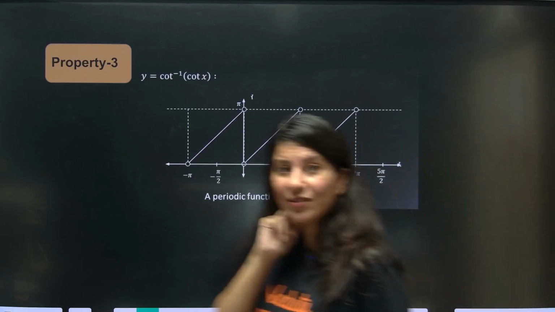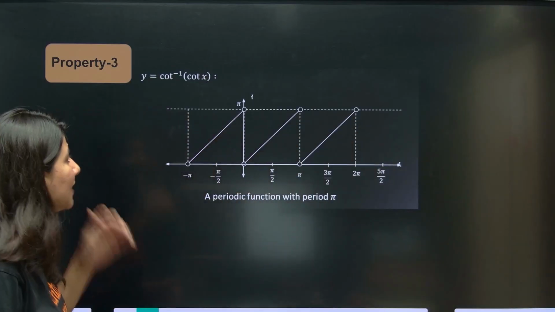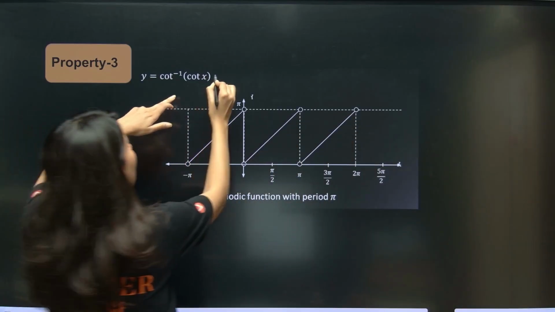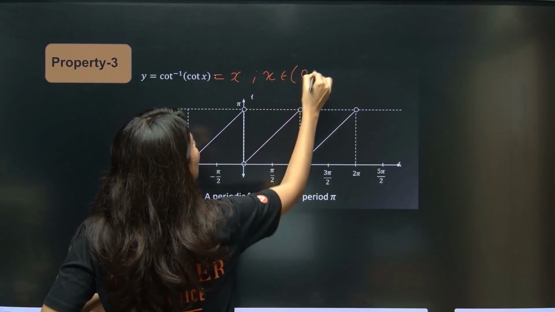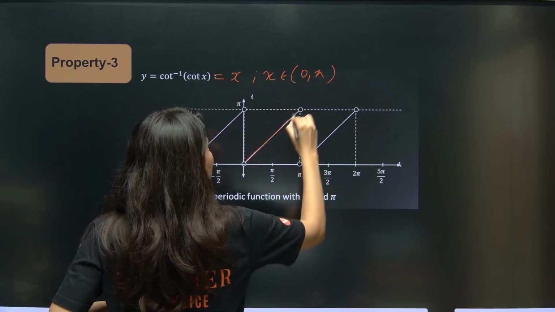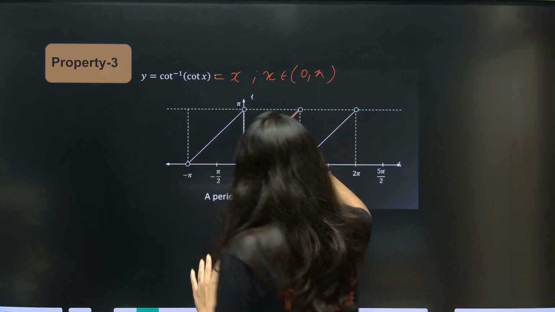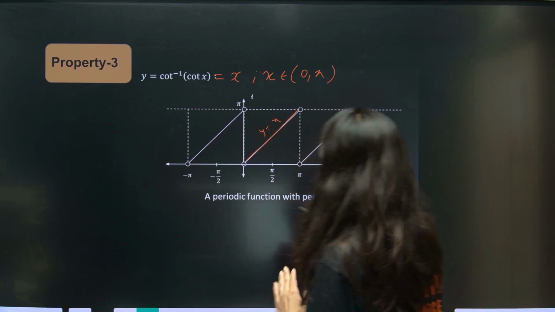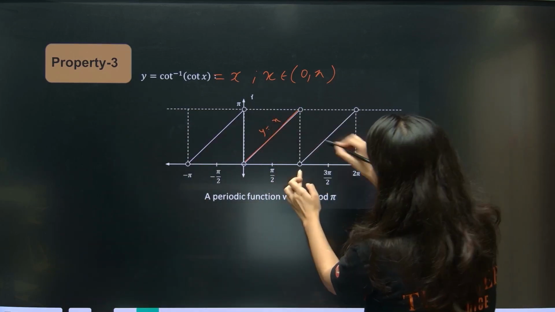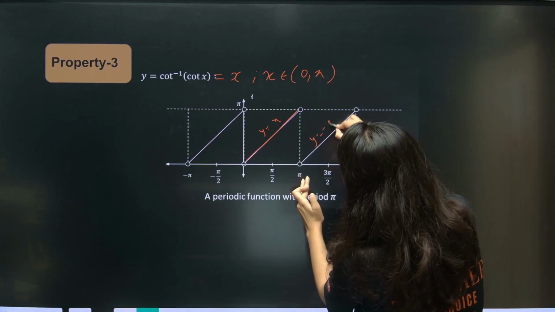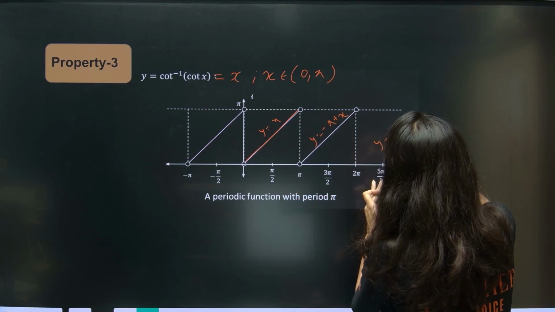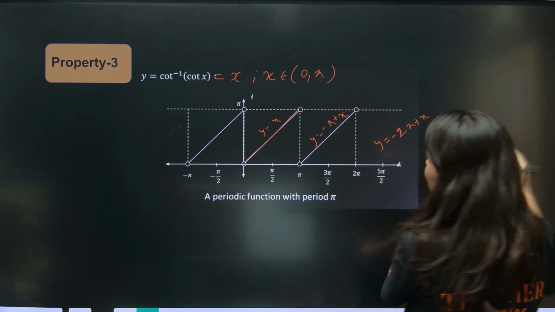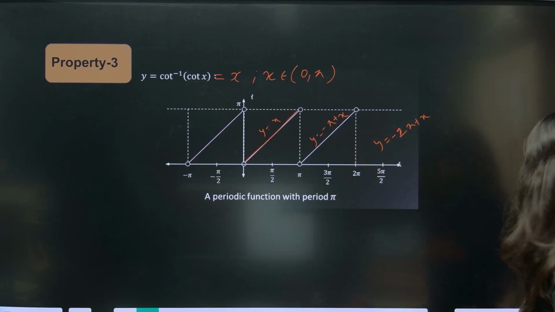But in cot inverse, again same thing. You have to draw the parallel lines, but completely above the x-axis. Why? Because the output of cot inverse x will be from 0 to pi. So 0 to pi parallel lines, and then keep on drawing it. So this is y is equals to x from 0 to pi. Then this is what? Tell me, y is equals to minus pi plus x. Then it is y is equals to minus 2 pi plus x, parallel lines with plus x as this. So this is a periodic function.